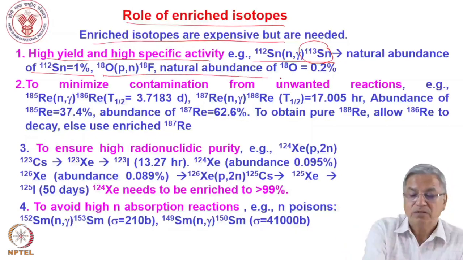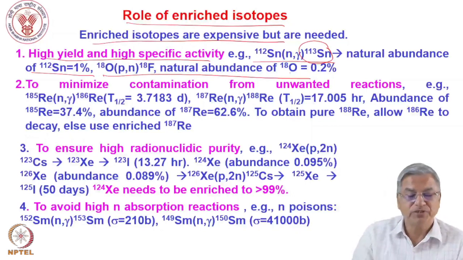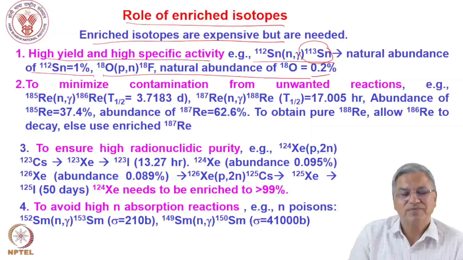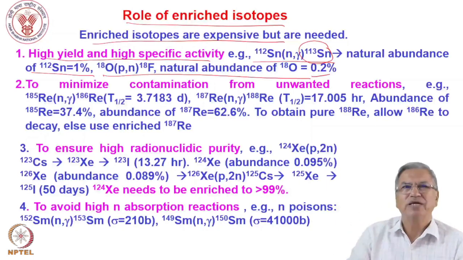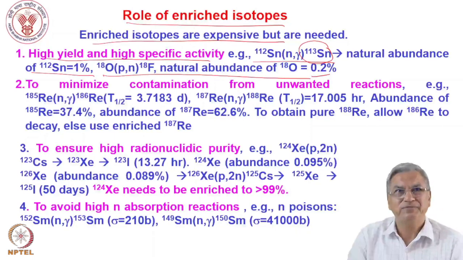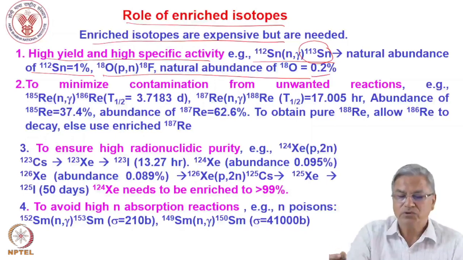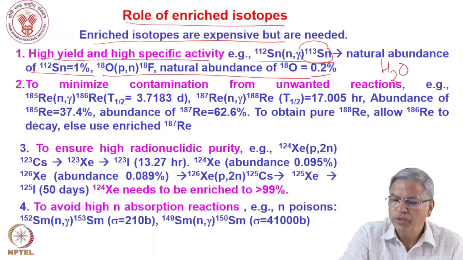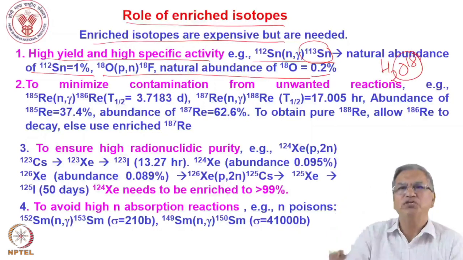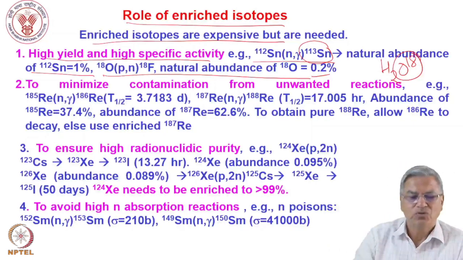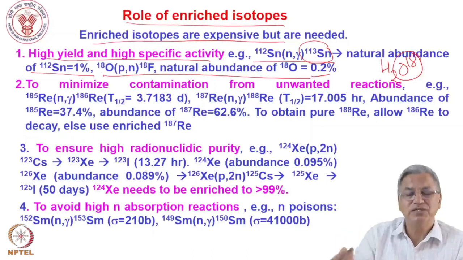Similarly, fluorine 18 that you want to produce for PET operations: oxygen 18 is a very small percentage, 0.2%. Bulk of the oxygen is oxygen 16. So if you irradiate natural water, you will get very small activity of F18, because oxygen 18 is of very small abundance. So what you do, you enrich water, so you have H2O18, and you can enrich oxygen 18 up to more than 95%. This is a low mass number, so it is easy to enrich the low mass elements. So these are the things where you necessarily need to enrich the target element in the desired isotope.